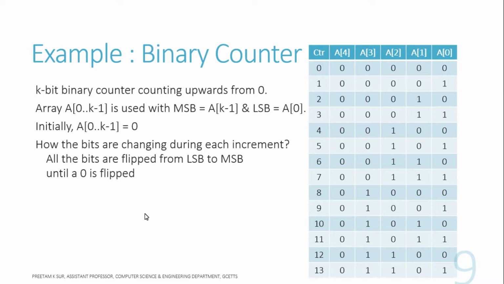So what this tells us is that whenever an increment call is done, the value in the bit string represented by A0 to A4 is going to be increased by 1, and the bits in the bit string are going to be flipped. How? It will be flipped from LSB to MSB. So this is our LSB and this is our MSB. It means that it is going to be flipped from A0 to A4 one by one until a 0 is flipped.